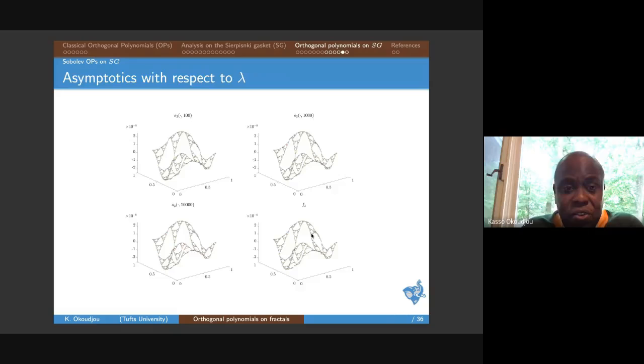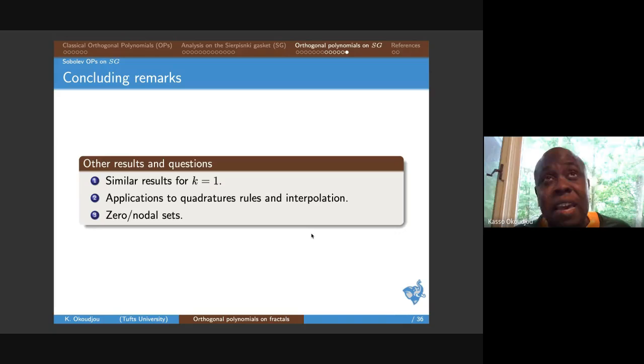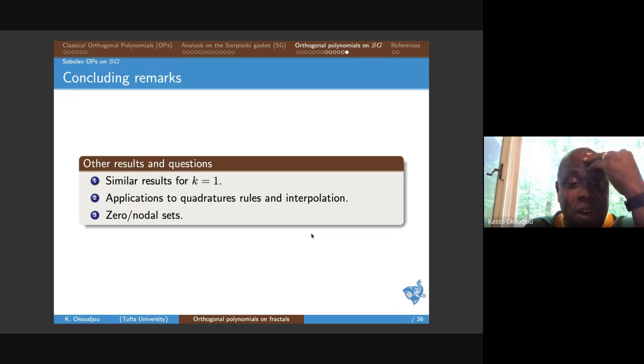A few more things that we're looking at. We focus on the k equal to one family. There are many things that are different in this case. An interesting problem came about in this particular situation. There are some interesting applications that we are looking at in terms of quadrature rules and interpolation of functions on the Sierpinski gasket. And the investigation of the zero set of these polynomials seems to be something very interesting and very fun to try.